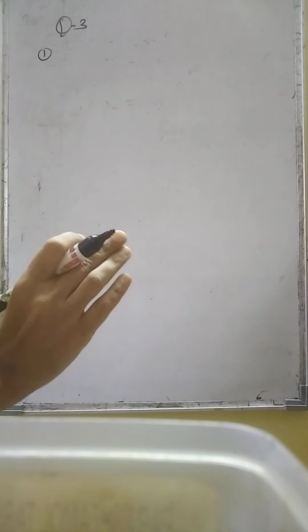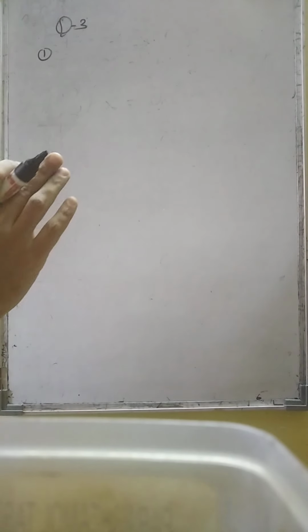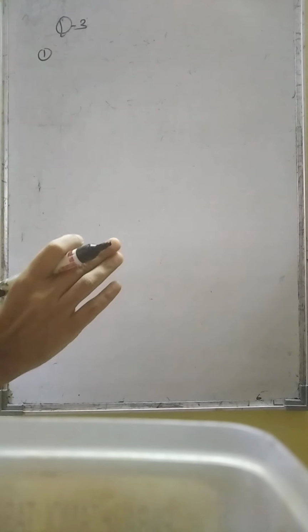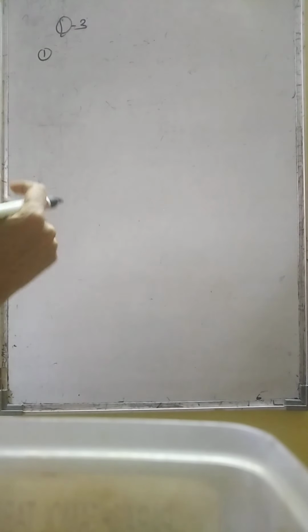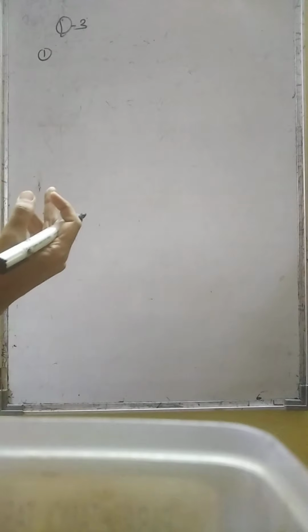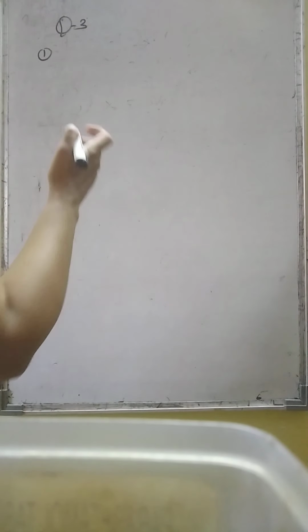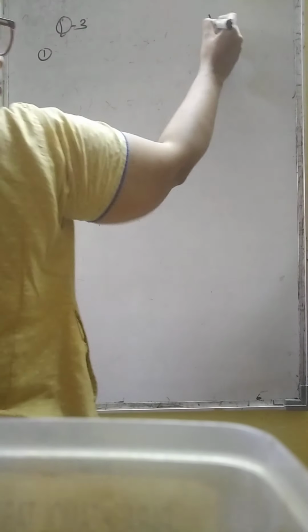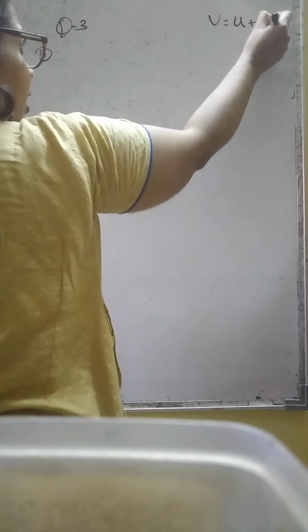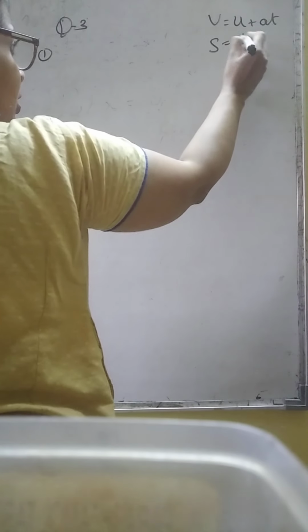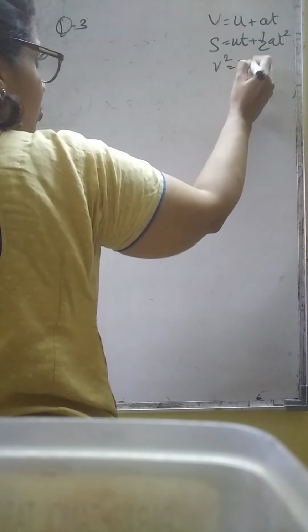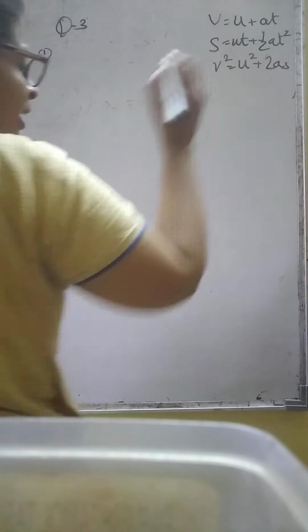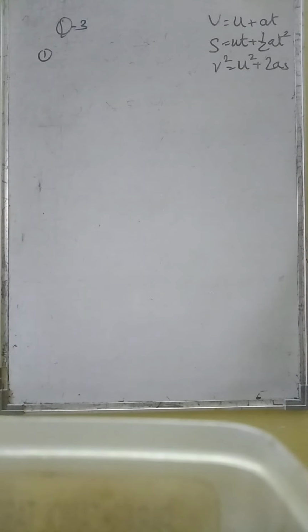Now remember one thing. Here they had already given us the formula that you are going to use. But in the exam, by having the data, you are going to decide which formula is applicable. We have the formulas V is equal to U plus AT, S is equal to UT plus half AT square, and V square is equal to U square plus 2AS. These are the 3 formulas which we are going to use.